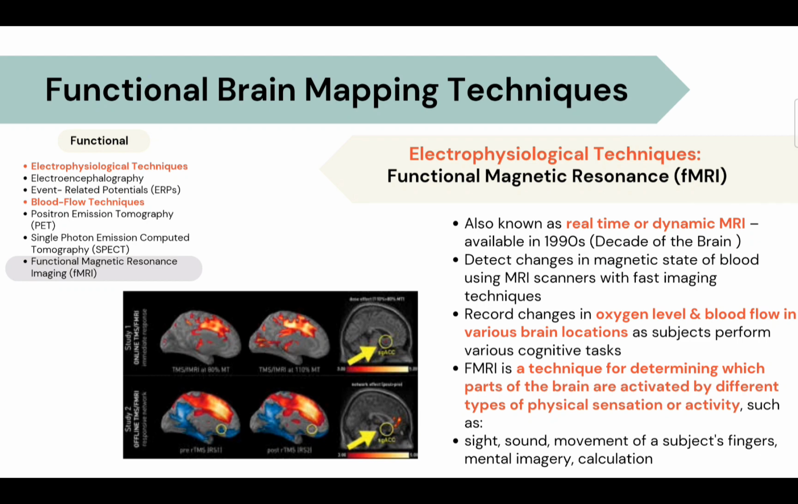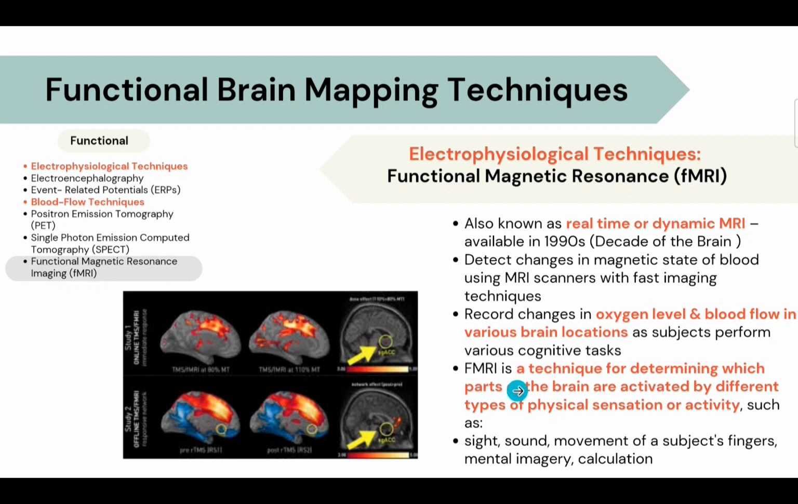Okay, let's recap. In the 1970s, we have the CAT scan, and then 10 years later, in the 1980s, we have the MRI scan, and then another 10 years later, in the 1990s, we have the fMRI. That's why it was called the decade of the brain. This technique is used to detect changes in the magnetic state of blood using MRI scanners with fast imaging techniques, recording changes in oxygen level and blood flow in various brain locations when the subject performs various cognitive tasks.